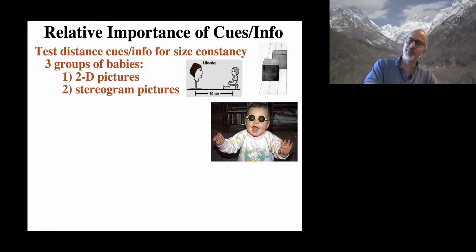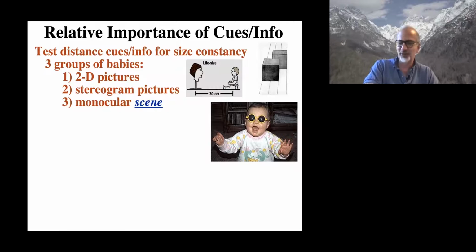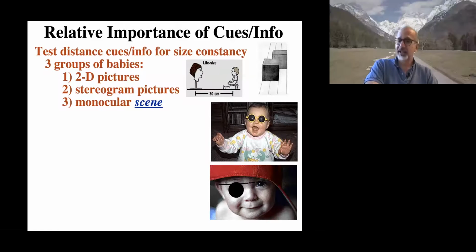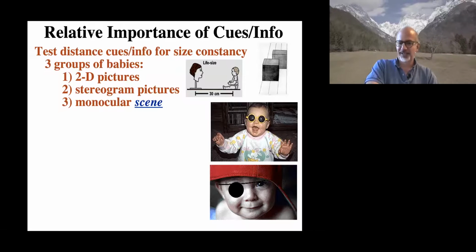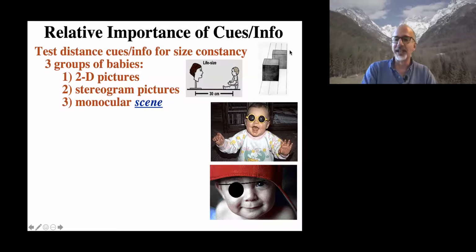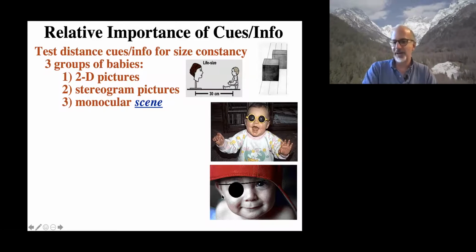The final group of babies is kind of interesting. These are going to be babies that are just going to be able to use a single eye. Okay, you'll see how we'll do that in a second, but they're actually not going to see pictures. They're going to see a scene. They're going to actually see a real scene of two boxes, one in front of the other. Okay, and how do we do that? We make pirate babies, right?